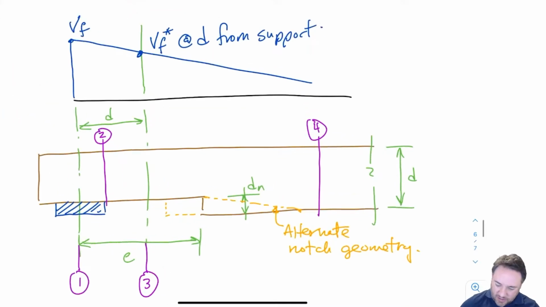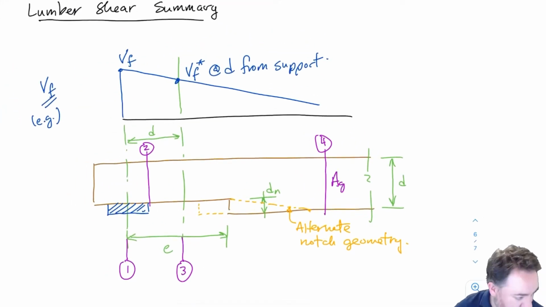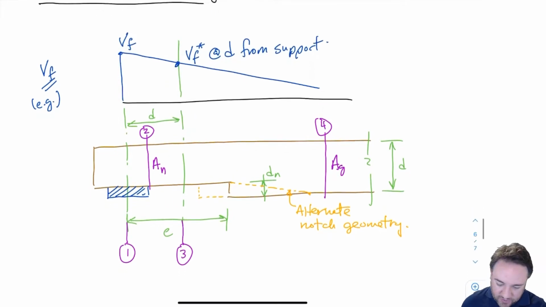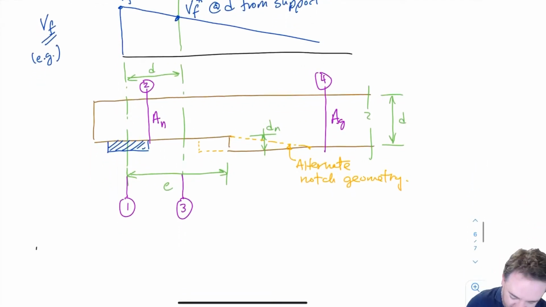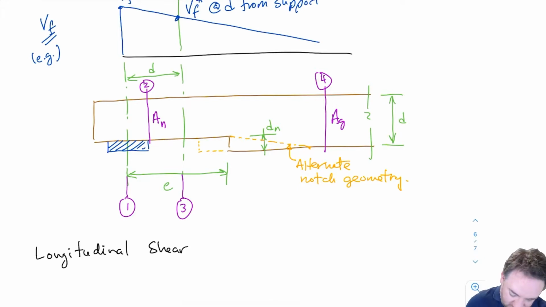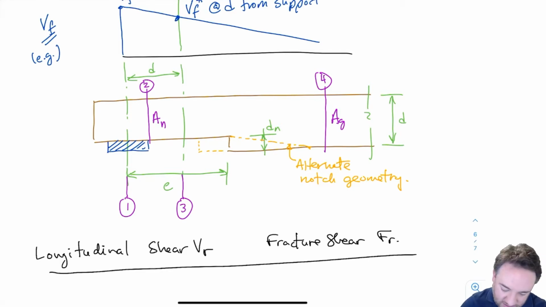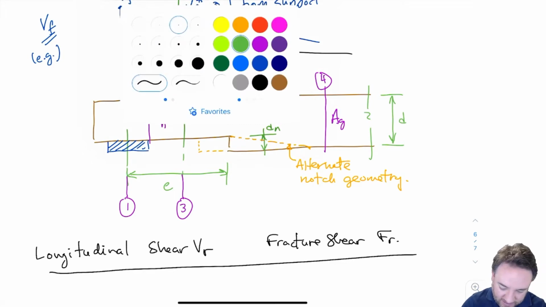So I'm going to identify that this is the location where I have my gross area, and 2 is the location at the face of the support where I have my net area for design. And when I am doing my design, I have 2 things that I have to consider. One is my longitudinal shear, VR, and I have my fracture shear, FR. And I'm just going to briefly summarize what I do for each of these as a guide.